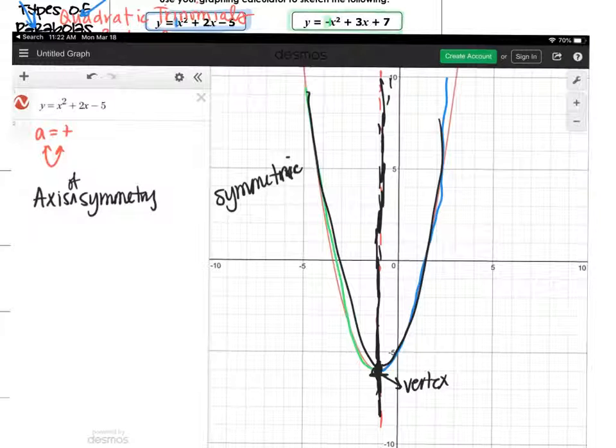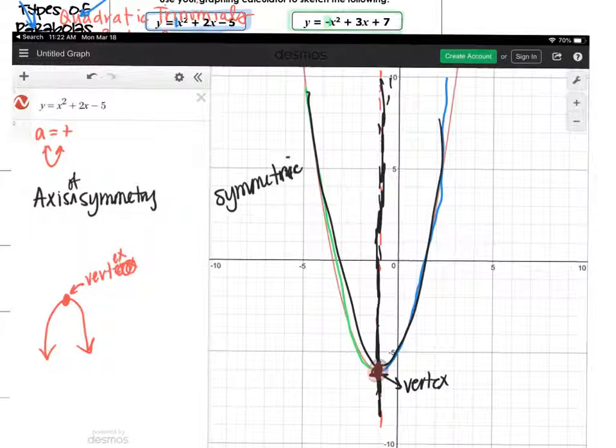And again, this right here is the vertex. The vertex is either the lowest point or, if the parabola opens the other direction, the highest point of the parabola.